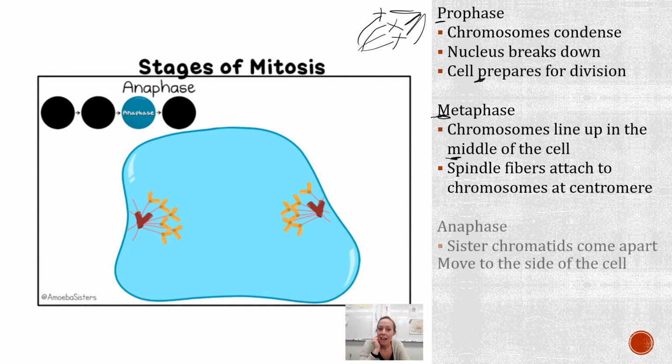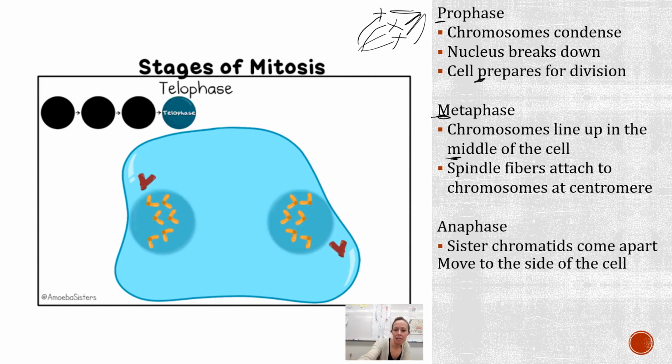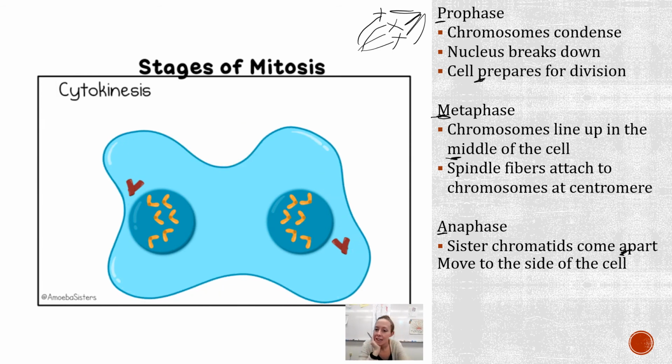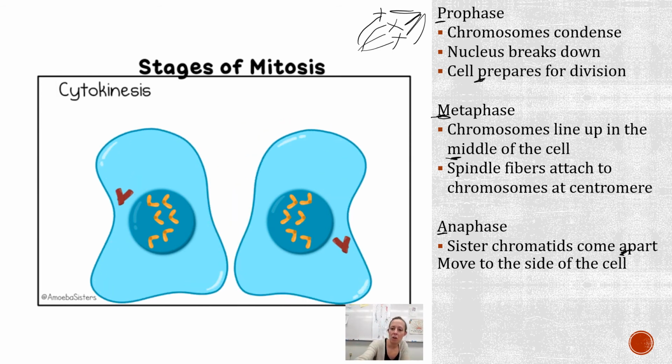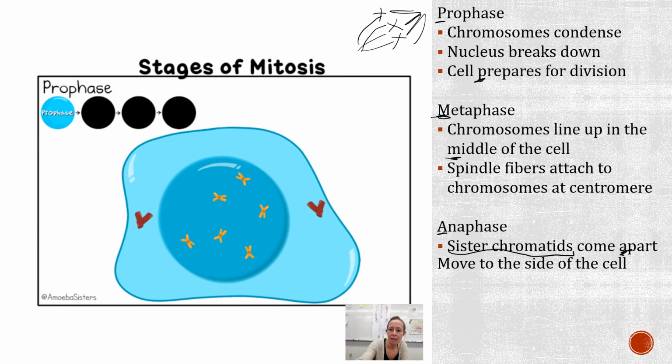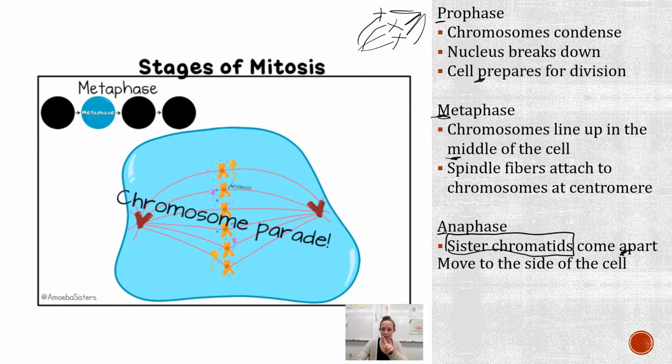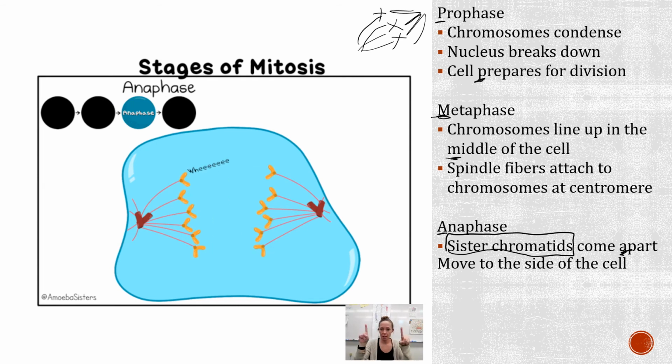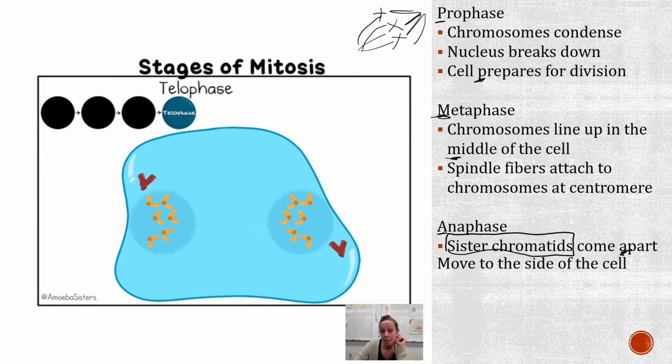Okay. After metaphase, we have anaphase. Anaphase, for the A, is when the cell's chromatids come apart. Now look, we're calling DNA something different again. We're calling it sister chromatids here. So once those X's are pulled apart, they're now called sister chromatids, and each one's going to move to the other side of the cell, right?